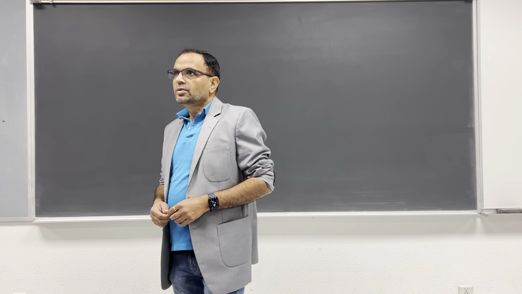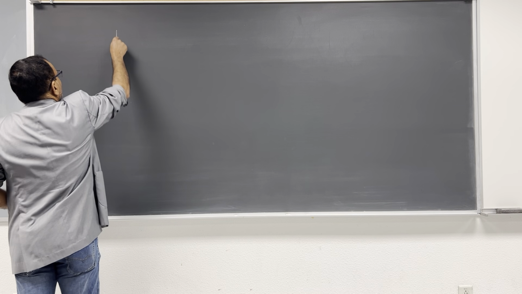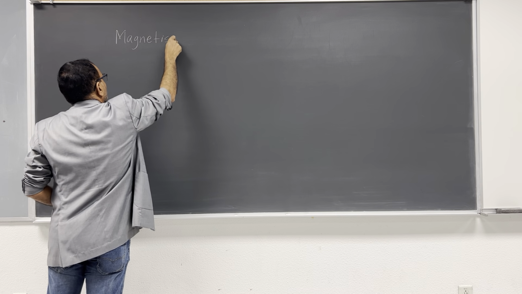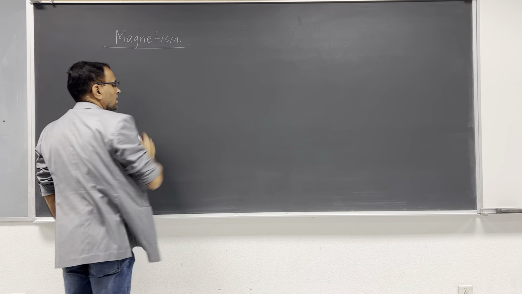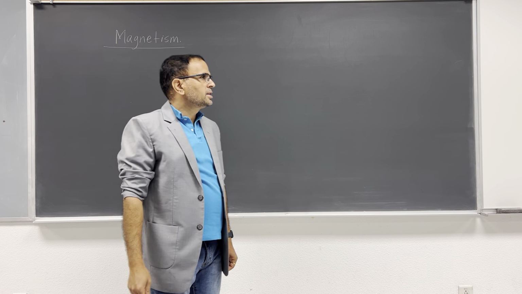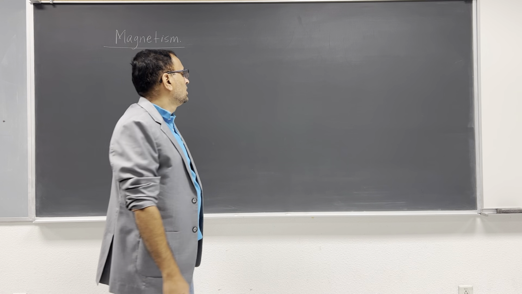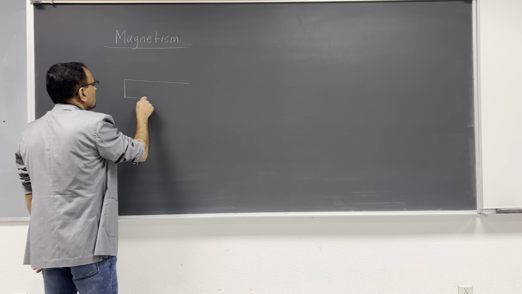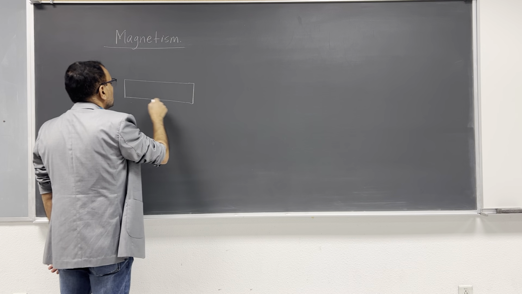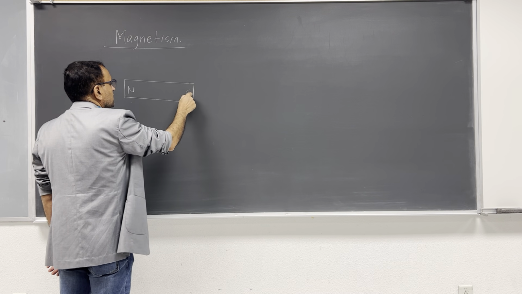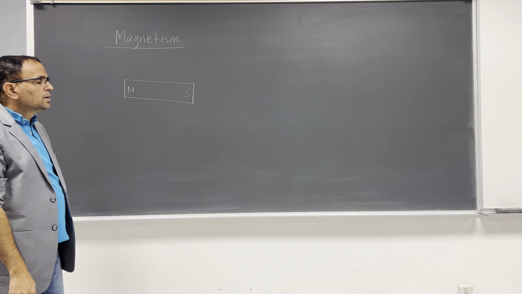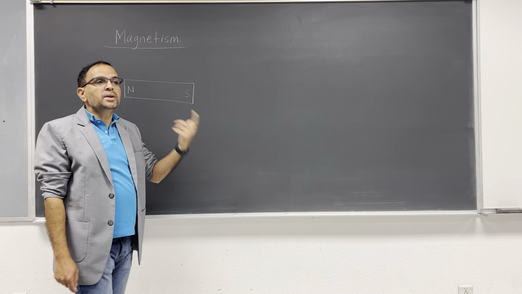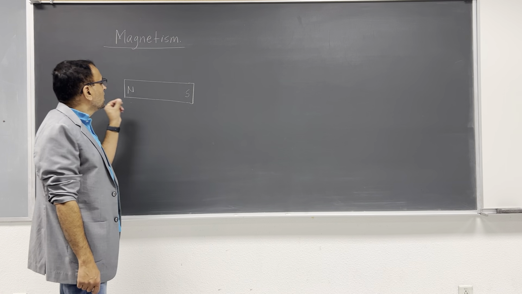Hello everyone, today I want to talk about magnetism. As you know, a magnet attracts magnetic material, and a magnet has a north pole and a south pole. Okay, so this is a bar magnet, and it has a north pole and a south pole. Every magnet has a north pole and a south pole.